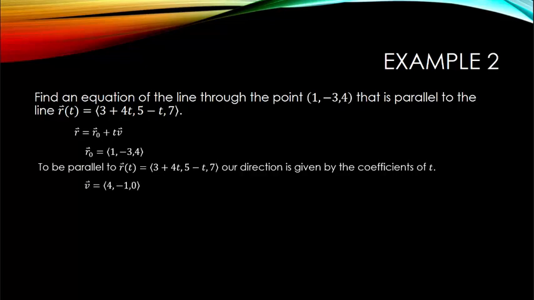This means that my vector v is going to be equal to the components 4, negative 1, and 0. So my vector r of t is going to be equal to the components 1, negative 3, 4, plus t times the components 4, negative 1, 0. This gives me a vector specified by the components 1 plus 4t, negative 3 minus t, and 4.